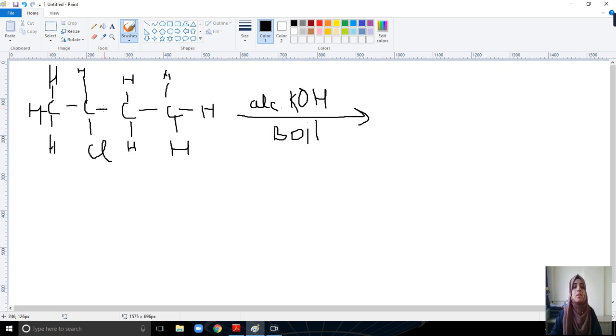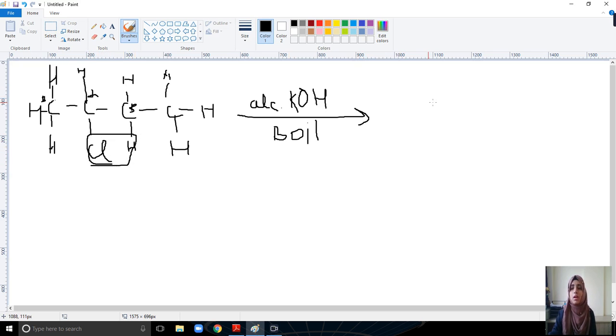First, identify the alpha carbon. It is very easy. The carbon on which the chlorine atom is present is called the alpha carbon. There are two adjacent carbon atoms, right and left, so these two are beta carbons. Now we can remove hydrogen from the beta carbon and halogen from the alpha carbon. This is a dehydrohalogenation reaction. So first I will remove these two.